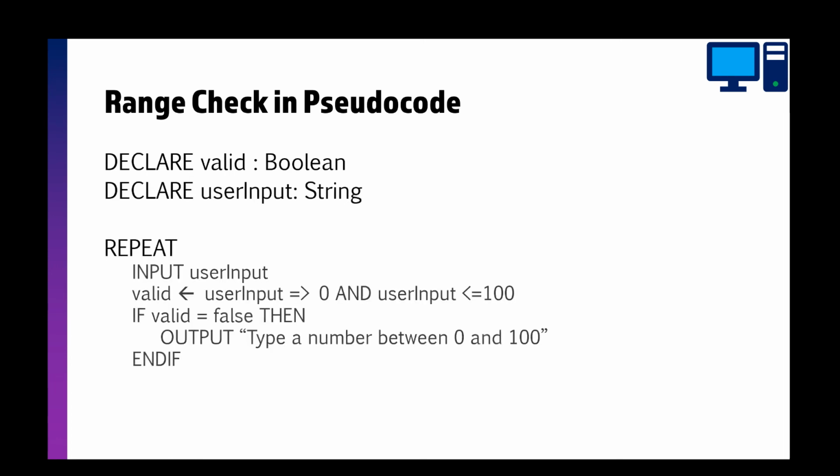Now a range check example here. We've got two variables again, a boolean and a string, and then this one's saying the user input is greater than or equal to 0 and less than or equal to 100, and then if it's false it says please type a number between 0 and 100, and if it's true it'll stop looping and carry on with the program.